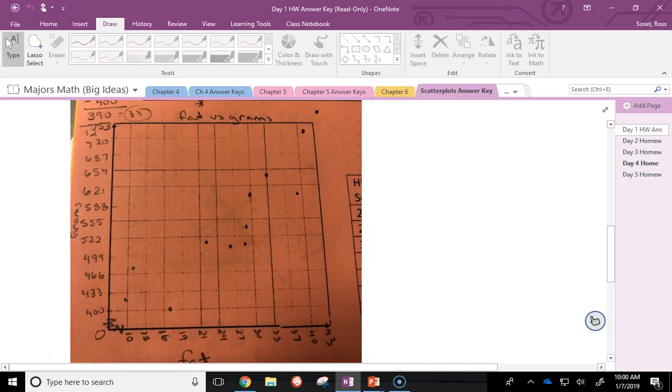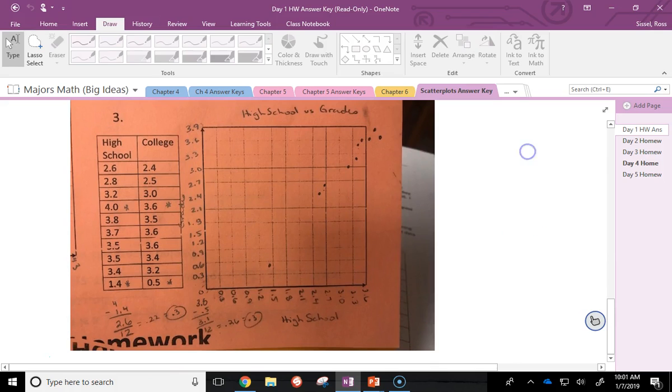Y goes up and down. Grams was your y-axis. So when you had your table like this, buddy, where it said fat and grams, the top one is your x and the bottom one is your y. Alright.